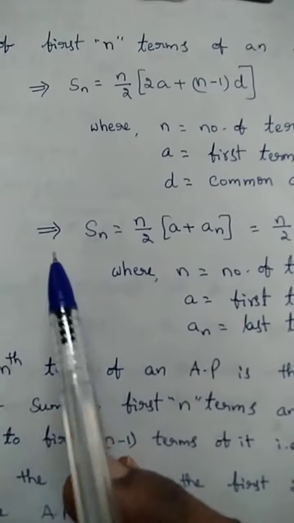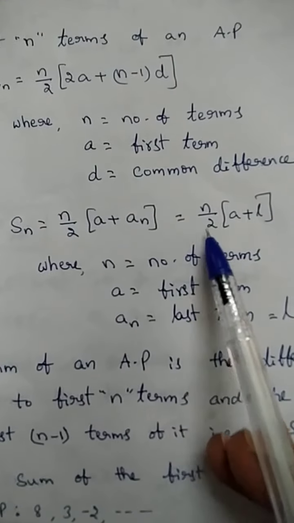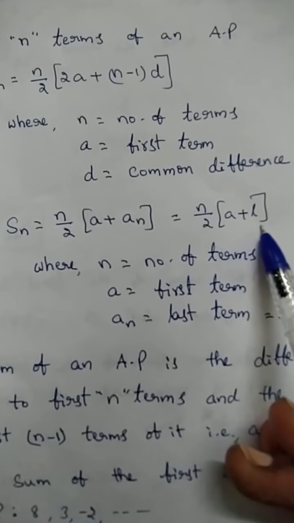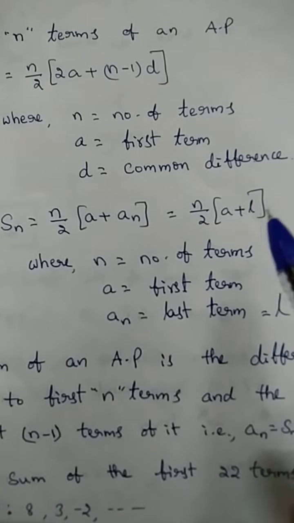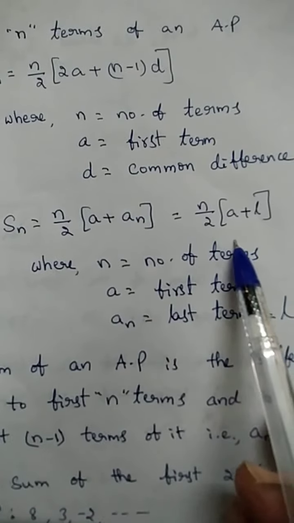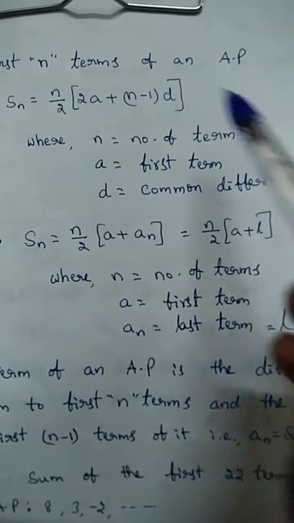Other than that, we can use one more formula, that is Sn is equal to n by 2 into a plus an, which is also n by 2 into a plus l. We can write either this or this. If we know the last term of an AP, we can apply this formula. If we don't know the last term of an AP, then automatically we can apply the other formula only.